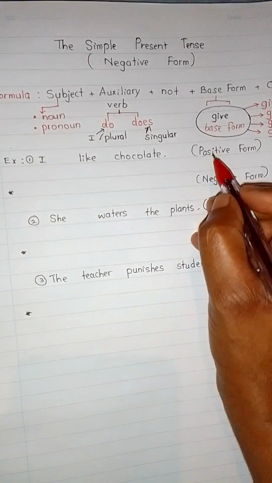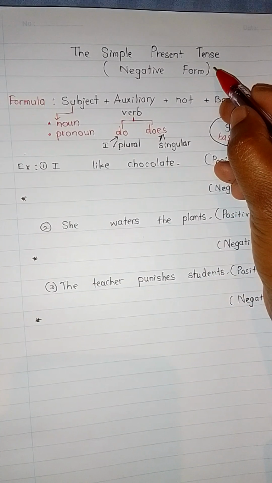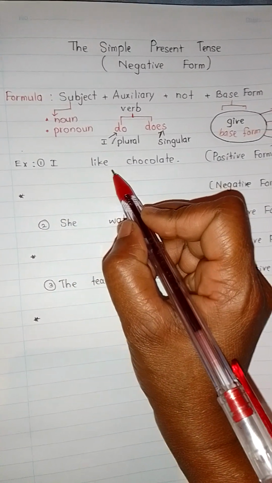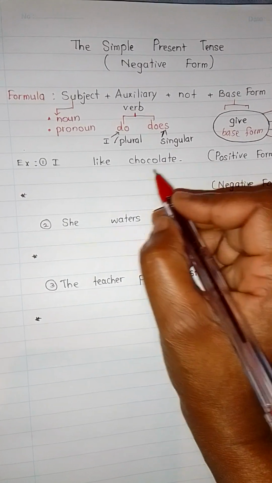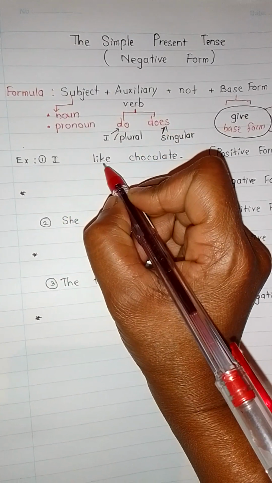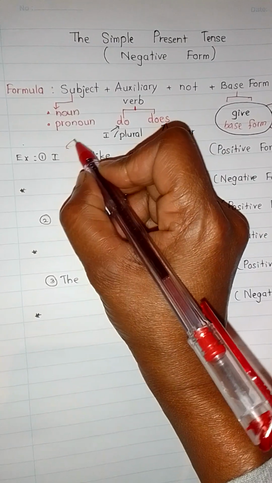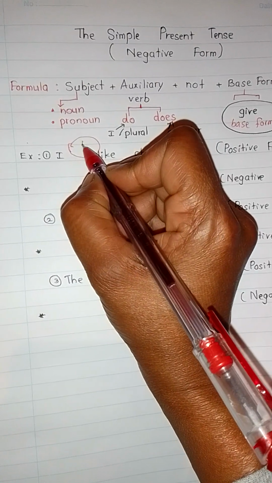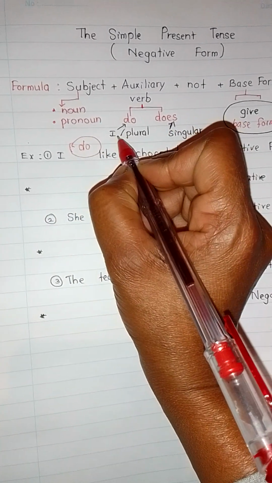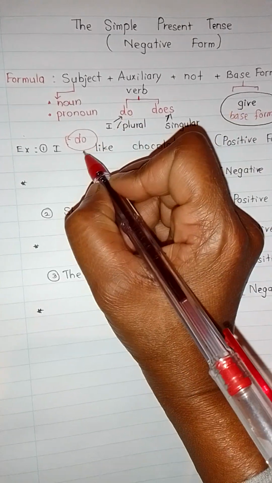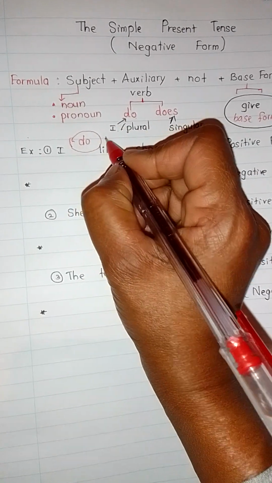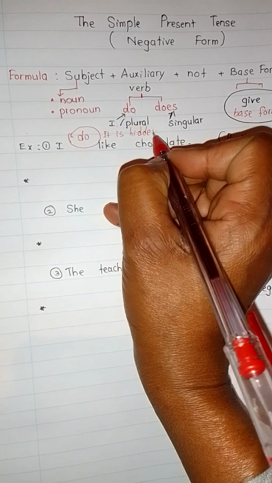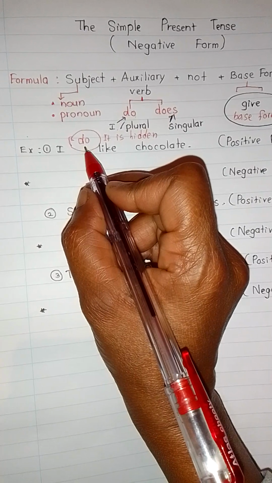I like chocolate. This is the positive form of the simple present tense. With pronoun I, we do not change the verb in the positive form. Then before the main verb, there is the auxiliary verb here. With I, we can use the auxiliary do. The auxiliary verb is here, but it is hidden. Right? Then we have found the auxiliary verb of this sentence.